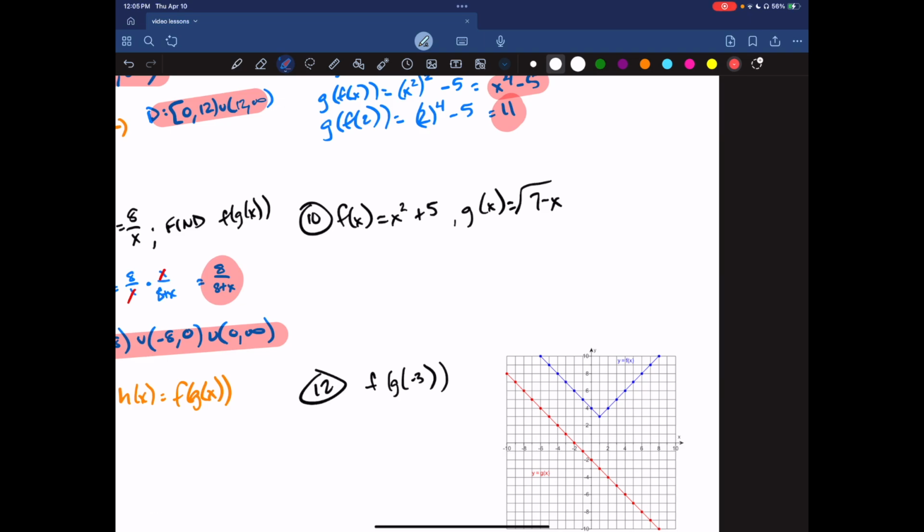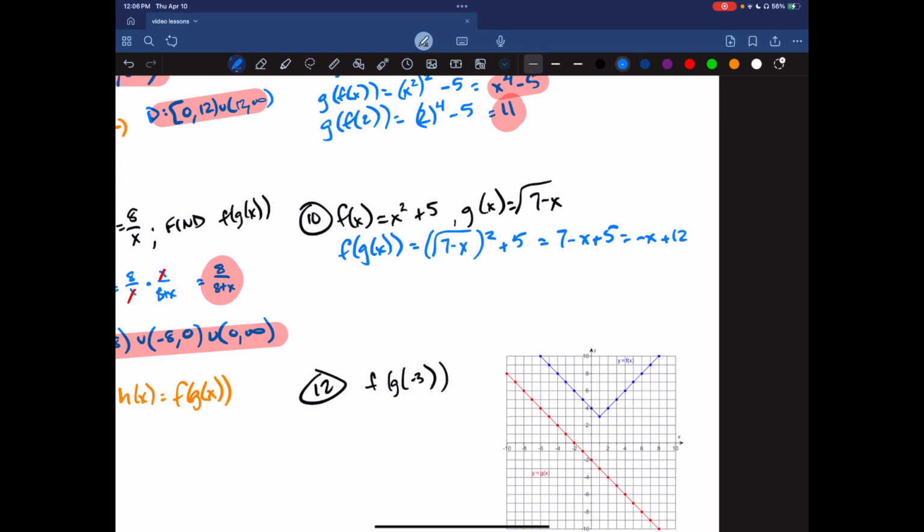On number 10, we're going to find f of g of x here as well. So same concept. So f of g of x. And so I'm going to take g. So it's going to be the square root of 7 minus x, squared, plus 5. Well, when I simplify this, that square is going to take care of the square root. And so that's going to be 7 minus x plus 5. And so that's going to be negative x plus 12 for my answer. You could also write that 12 minus x if you were so inclined.